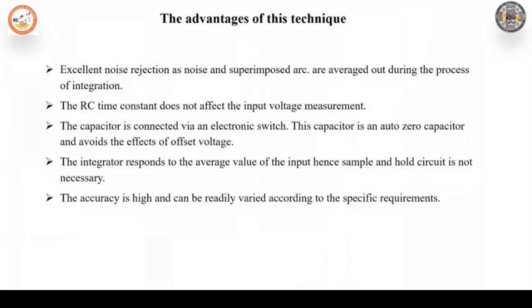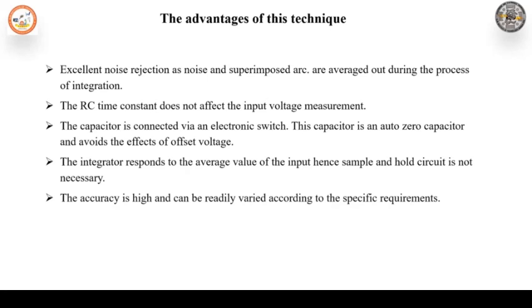First one is excellent noise rejection, as noise and superimposed AC are averaged out during the process of integration. The RC time constant does not affect the input voltage measurement. The capacitor is connected via an electronic switch. This capacitor is an auto zero capacitor and avoids the effects of offset voltage. The integrator responds to the average value of the input, hence a sample and hold circuit is not necessary. The accuracy is high and can be readily varied according to the specific requirements.